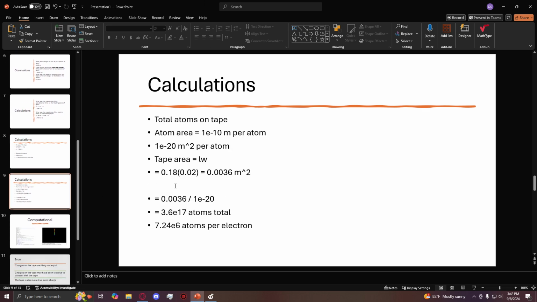And for my final part of calculations, I calculated the total atoms on the tape using the atom area, 1 times 10 to the negative 10 meters per atom, and since we're using area, I had to square that. And then I had to calculate the tape area, which is just length times width. And then by taking the tape area divided by the atom area, I was able to calculate the amount of atoms on the tape. And using that, I can find the atoms per electron, which is 7.24 times 10 to the 6.